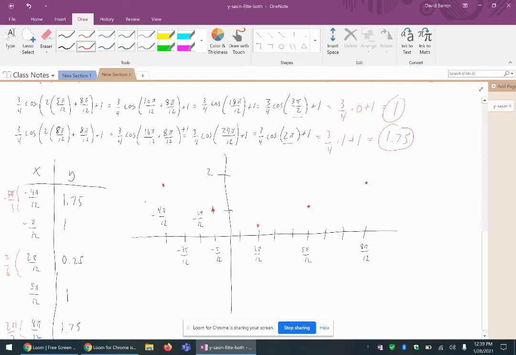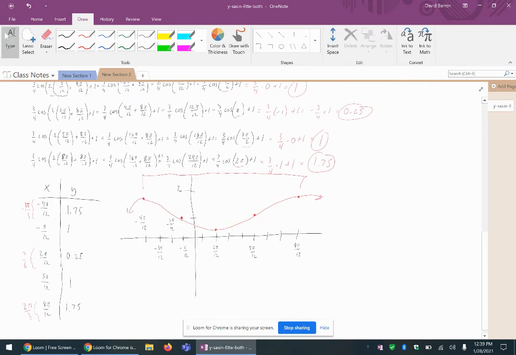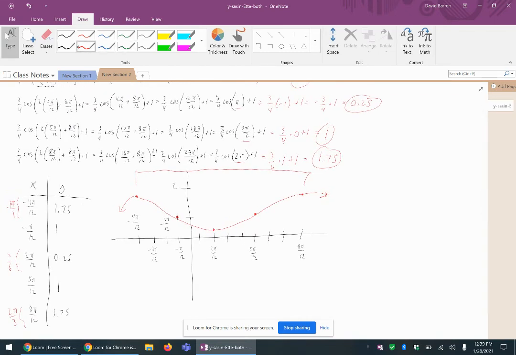So now we want to play connect the dots. So this thing is going to do something like this. And it's going to repeat. And now we have graphed one complete period between here and here. So for comparison purposes, I want to draw and label the regular sine function on here.